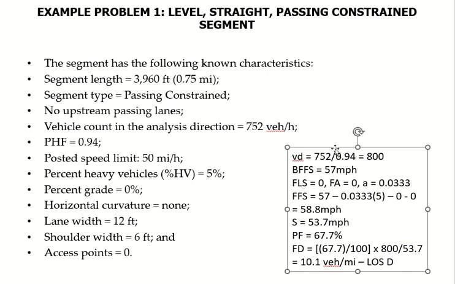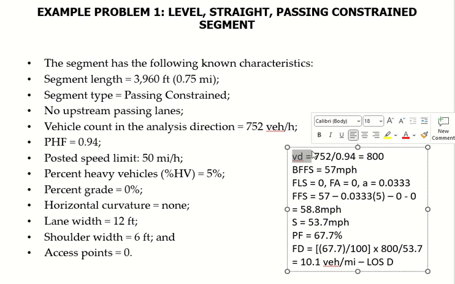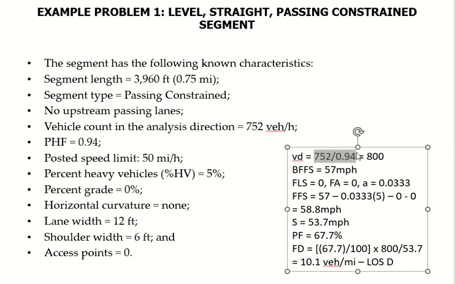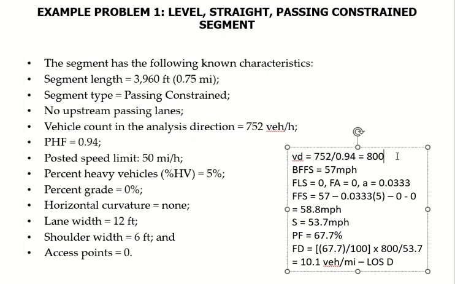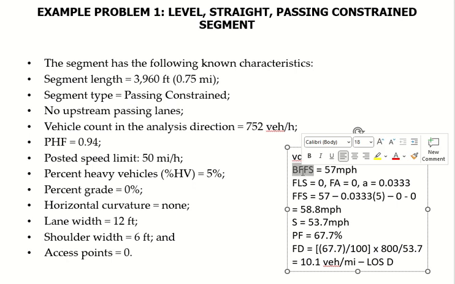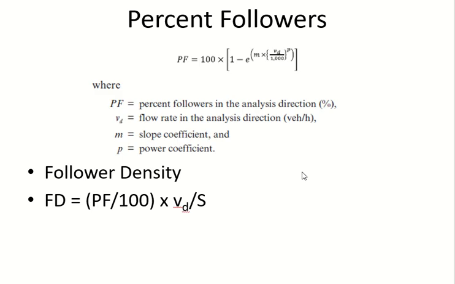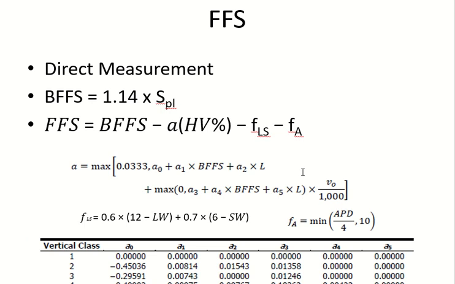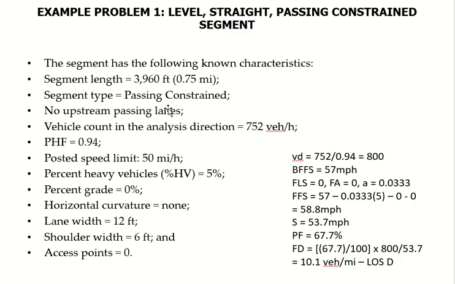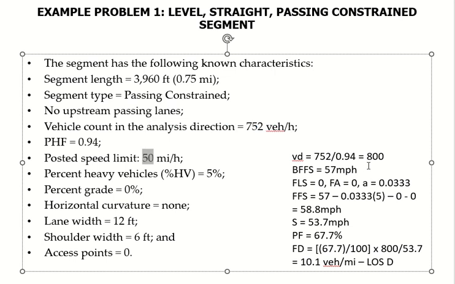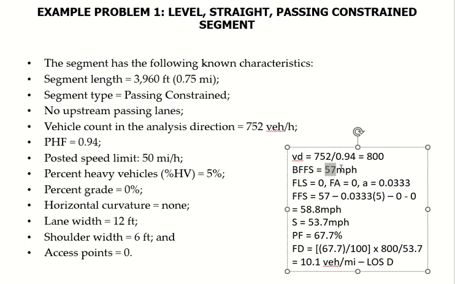First thing is you calculate the flow rate in your direction: volume divided by peak hour factor. This gives me the flow rate. Next thing is base free flow speed. Base free flow speed is 1.14 times the speed limit. My speed limit is 50, multiplied by 1.14, which gives me 57.